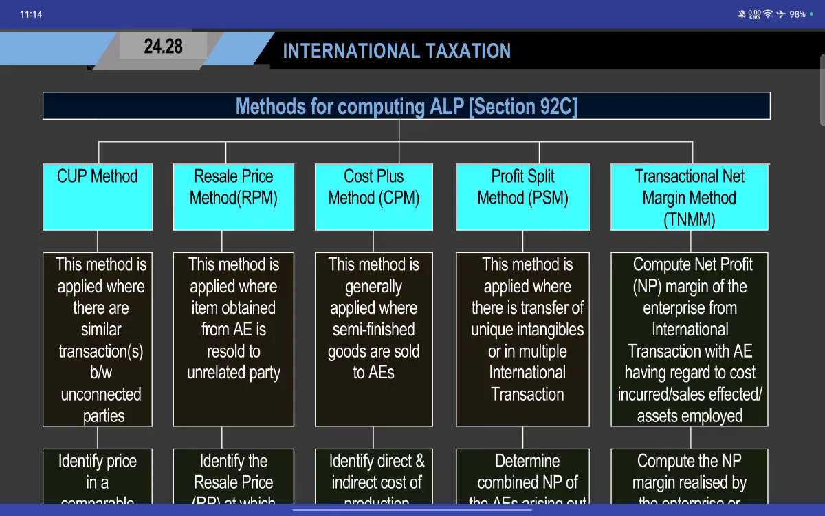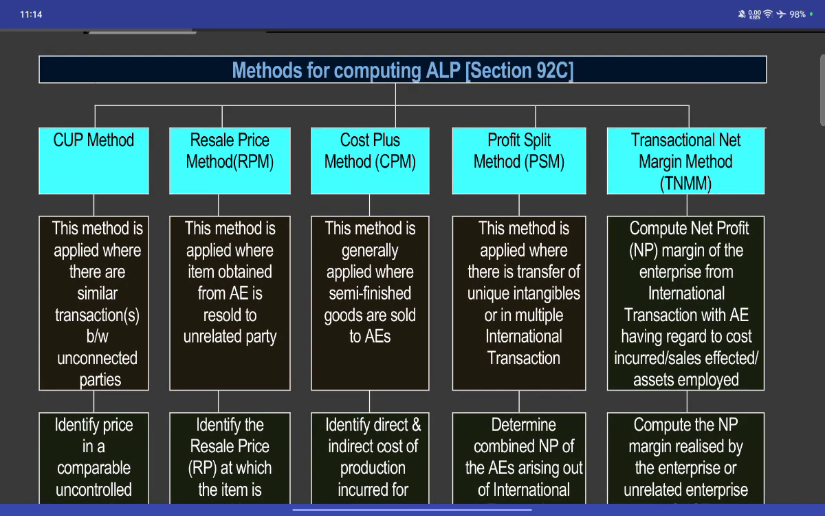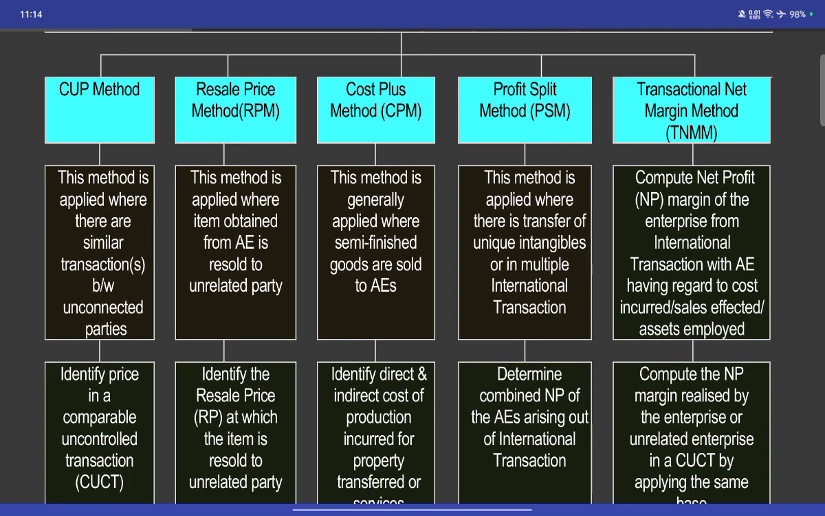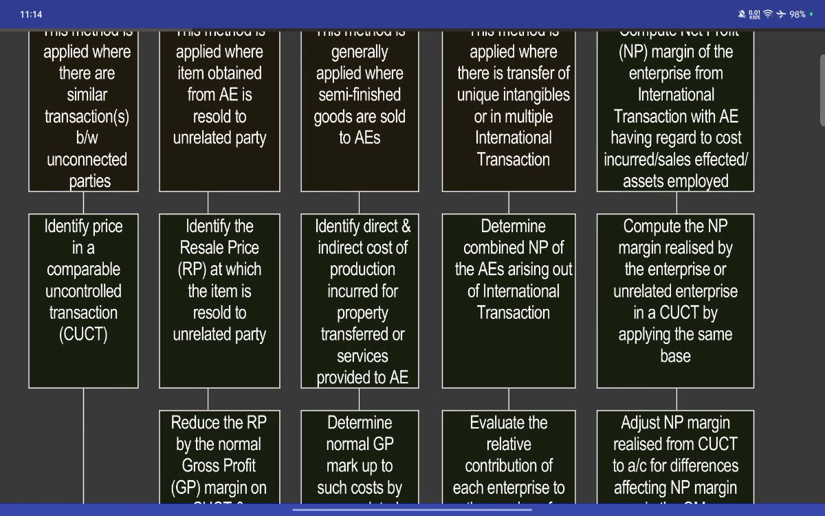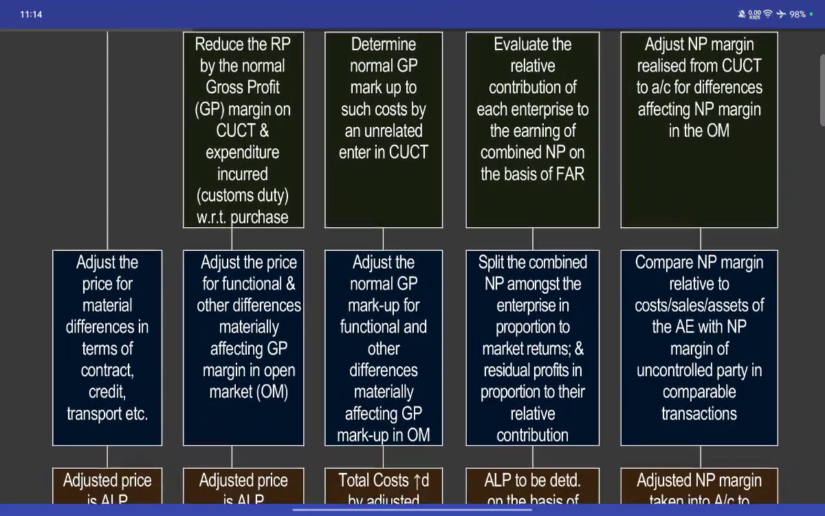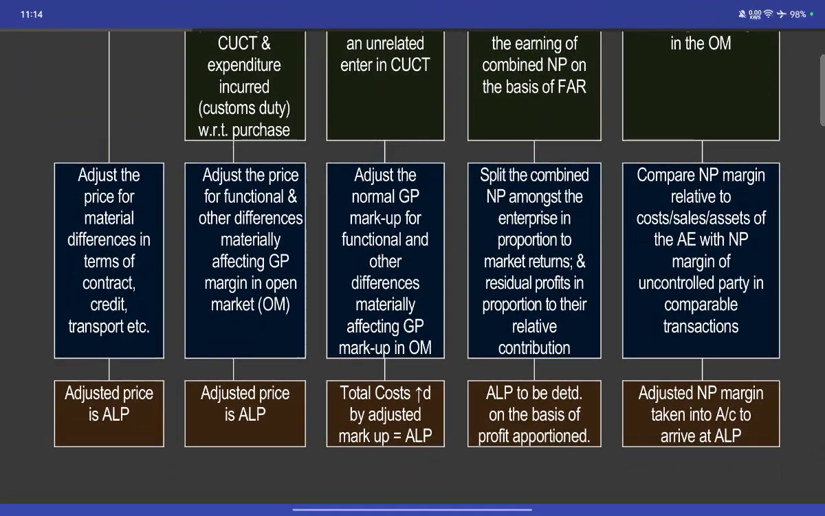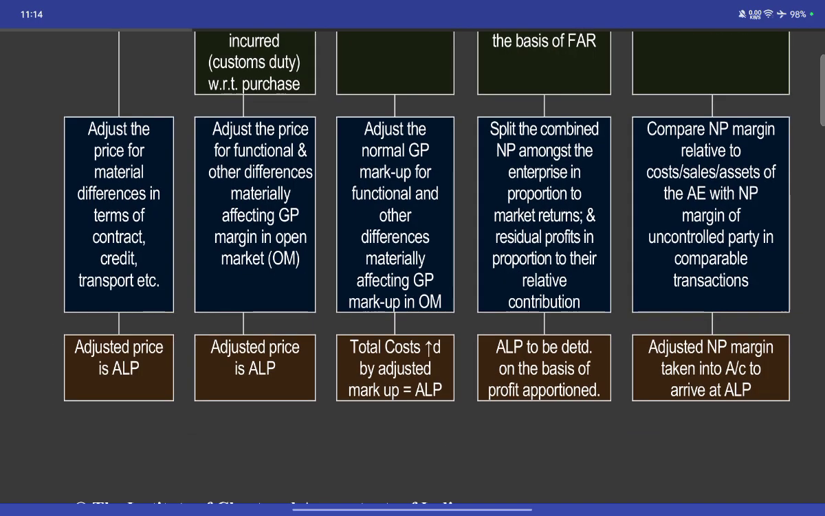Methods of computation of ALP, arm's length price, section 92C: CUP method, resale price method, cost plus method, profit split method, and transactional net margin method. CUP method: this method is applied where there is a similar transaction between unconnected persons. Identify the price in the comparable uncontrolled transaction. Adjust the price for material differences in terms of contract, credit, and transportation. The adjusted price is the arm's length price.